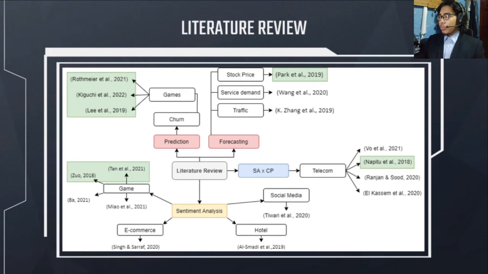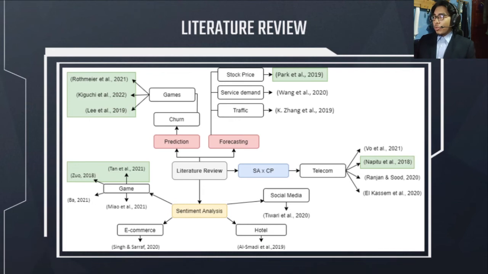Next, let's talk about the literature review. The figure displays the categories this research will be focusing on, which are colored red, blue, and yellow. The green boxes indicate the closely related work for each category. On the top left side, Rothheimer, Kiguchi, and Lee discover the usual time frame of churn in video games. When it comes to games, it is completely different from other domains because there is no explicit way you can tell, unlike telecom that has a subscription status. As for the top right corner, Park uses sentiment fused with stock price for forecasting. The result of their research shows improvement in comparison to only using stock price data.